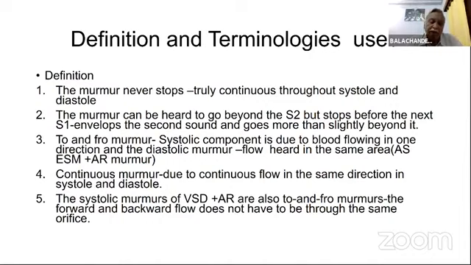Now, similarly, VSD with AR is also referred to as a to and fro murmur, but this comes under a different classification. It's called a systolo-diastolic murmur because it doesn't go through the same orifice. So we'll see these differences as we go ahead. Next slide, please.